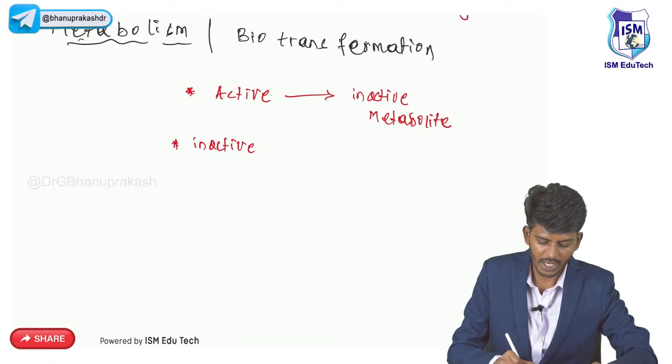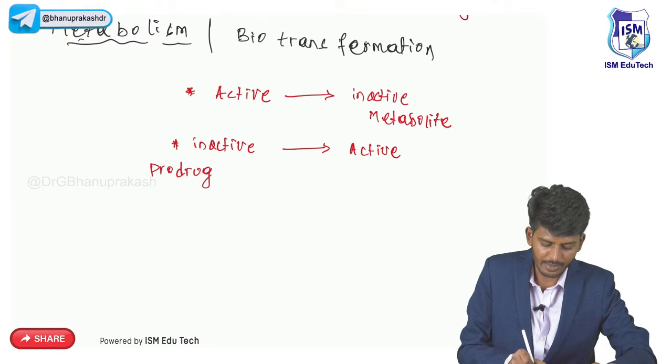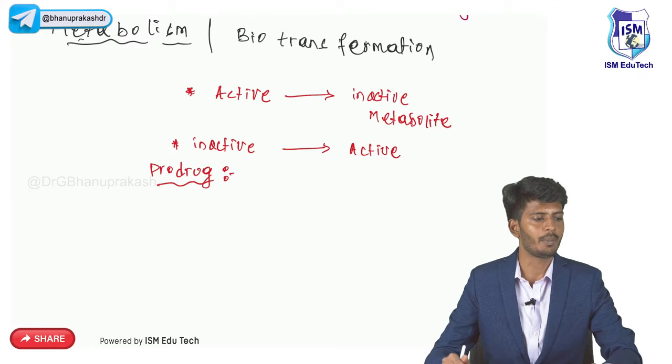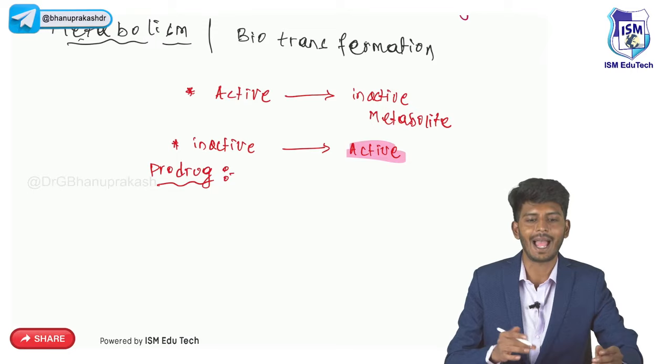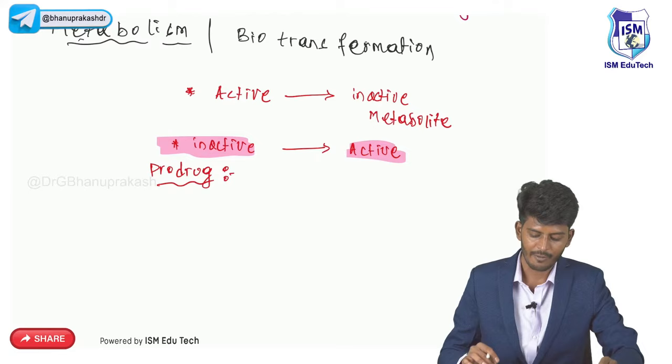Very good. Now, the next important thing that can happen is that the drug is inactive, okay. It comes into the body and the drug becomes active. We call this concept a prodrug. Prodrugs are a group of drugs which are active in the body but inactive outside of the body. Outside of the body, inactive, they come into the body, undergo the effect of some enzyme, and become an active drug. We call it a prodrug.